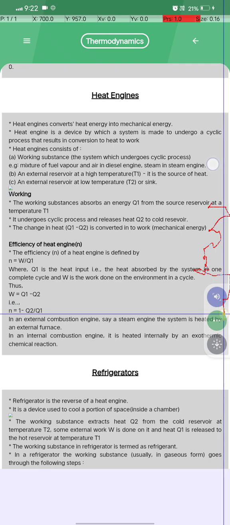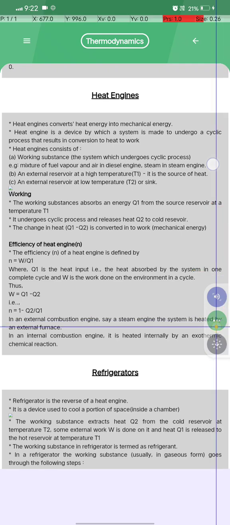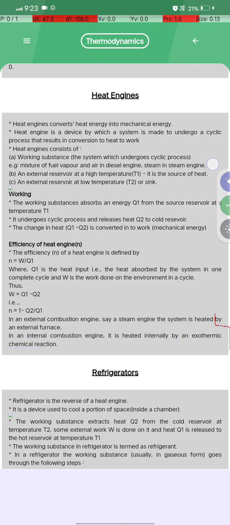Thus W is equal to Q1 minus Q2, that is, N is equal to 1 minus Q2 by Q1. In an external combustion engine, say the steam engine, the system is heated by an external furnace, and in an internal combustion engine it is heated internally by an exothermic chemical reaction.